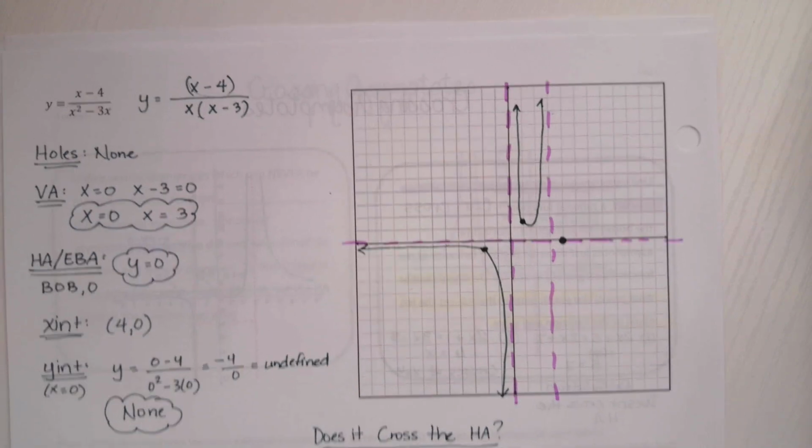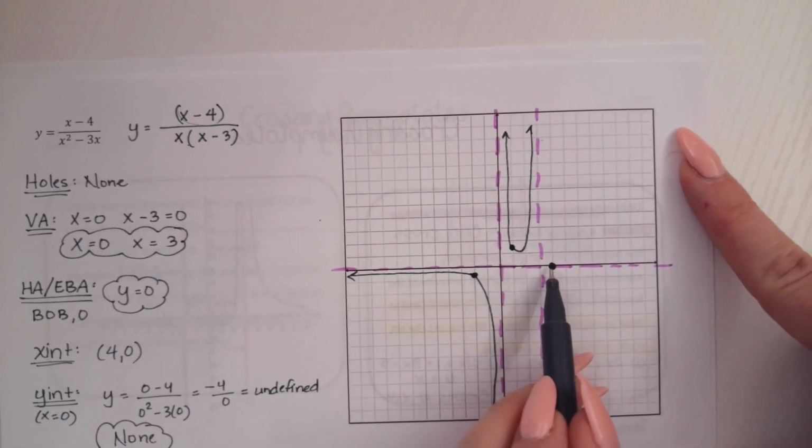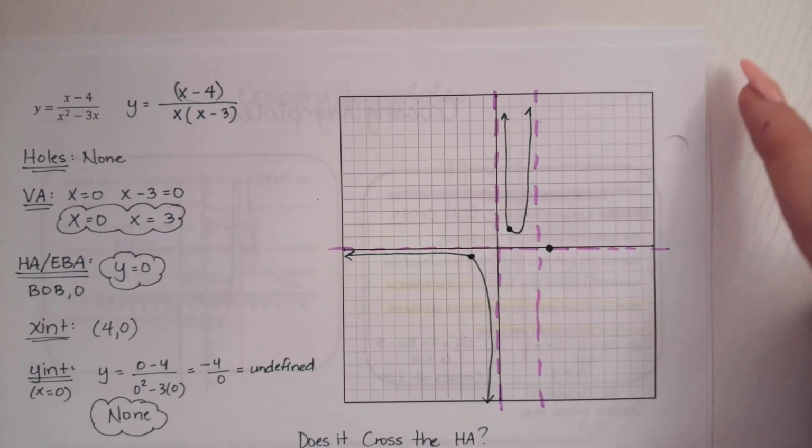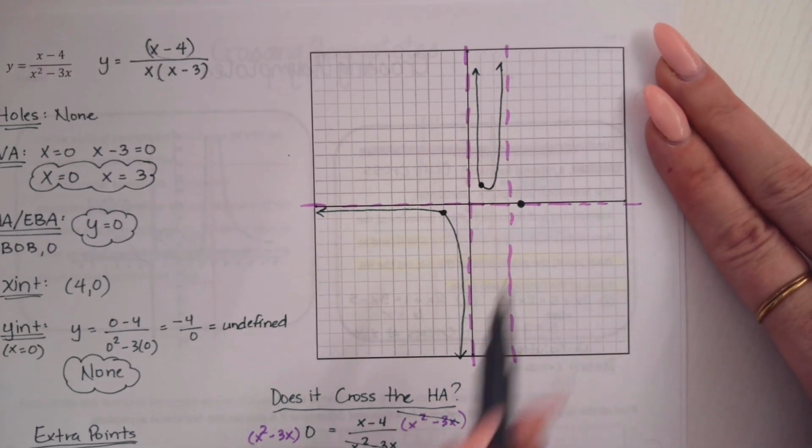What about the crossing over? Right here? This is where it crossed. Oh, 4, 0. Okay. And then on the right-hand side of 3.